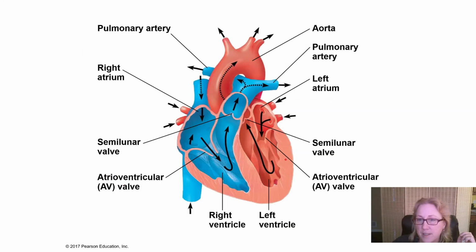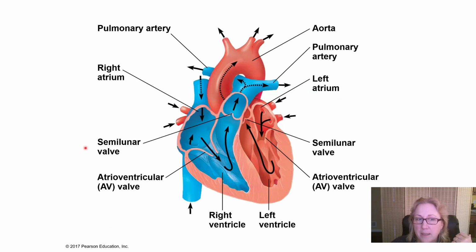Here you can see the left ventricle is much thicker and more muscular, and that's because it has to pump blood under the highest pressure. The blood is going to travel to the entire body. The right ventricle is only pumping blood to the lungs.